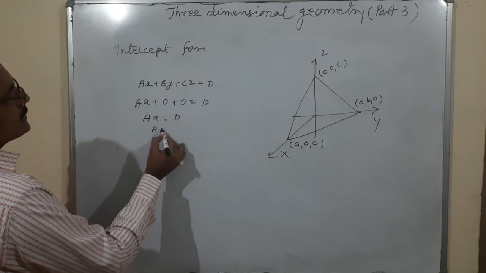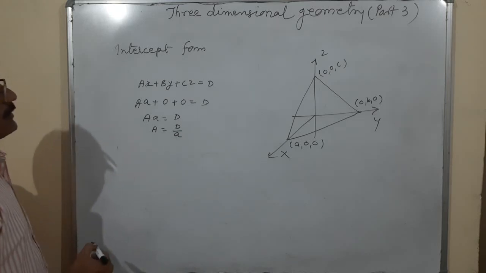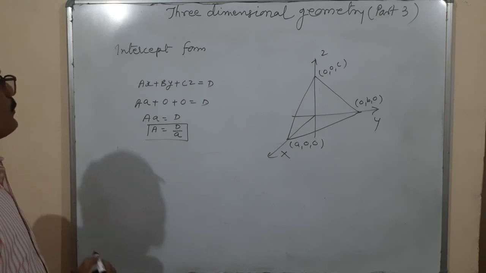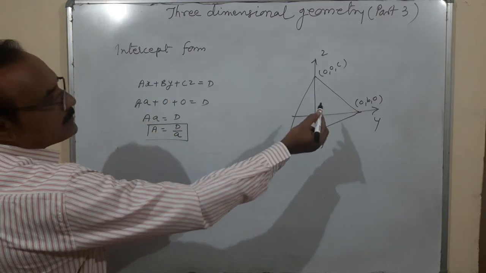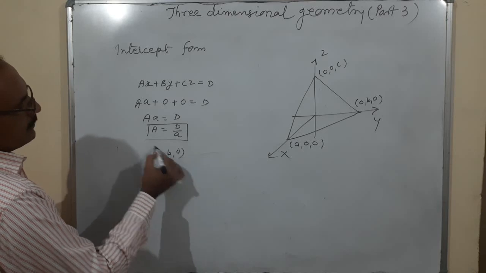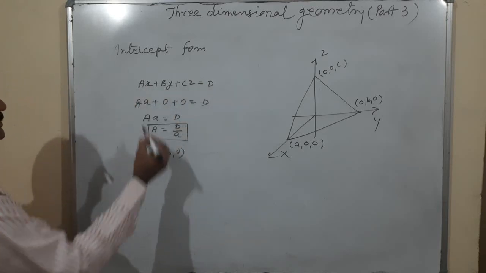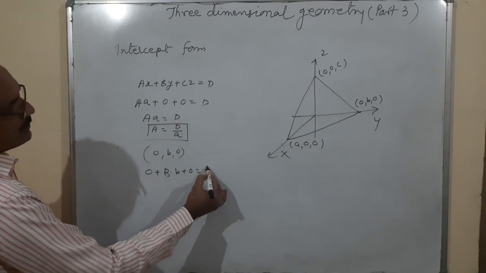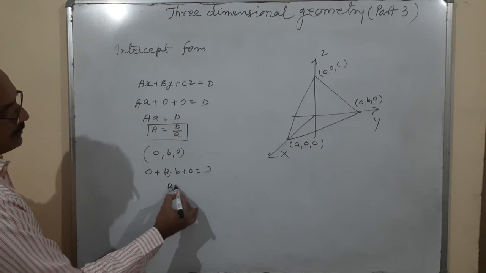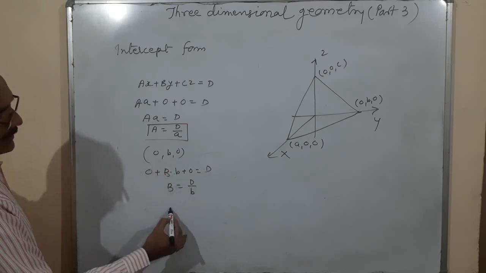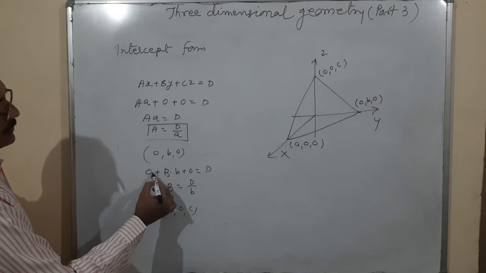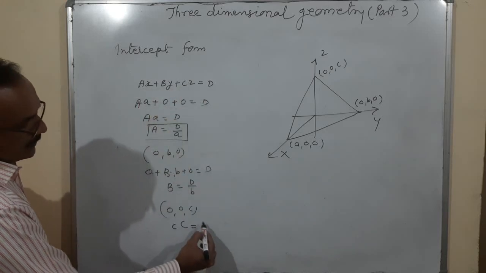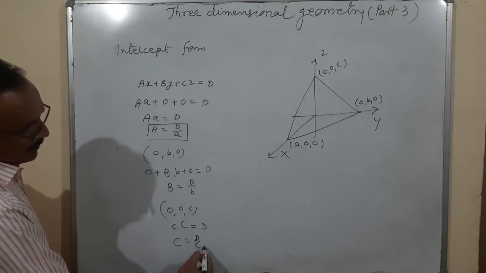So that means A is equal to D upon A. Same as the second point, 0, B, 0, it will satisfy this equation. So this is 0, it is B, and B plus 0 is equal to D. So here capital B is equal to D upon B. And the third point is 0, 0, C. So it is 0, 0, and this is C into C is equal to D. Therefore, capital C is equal to D upon small c.